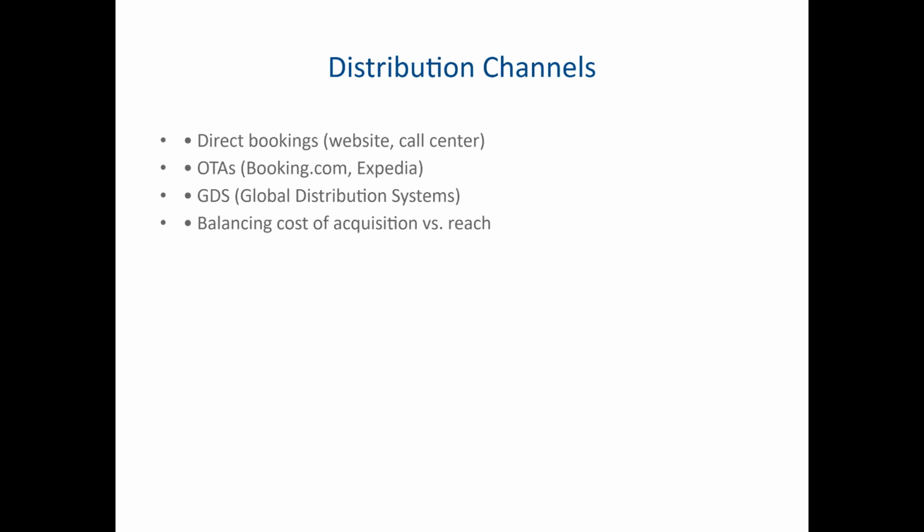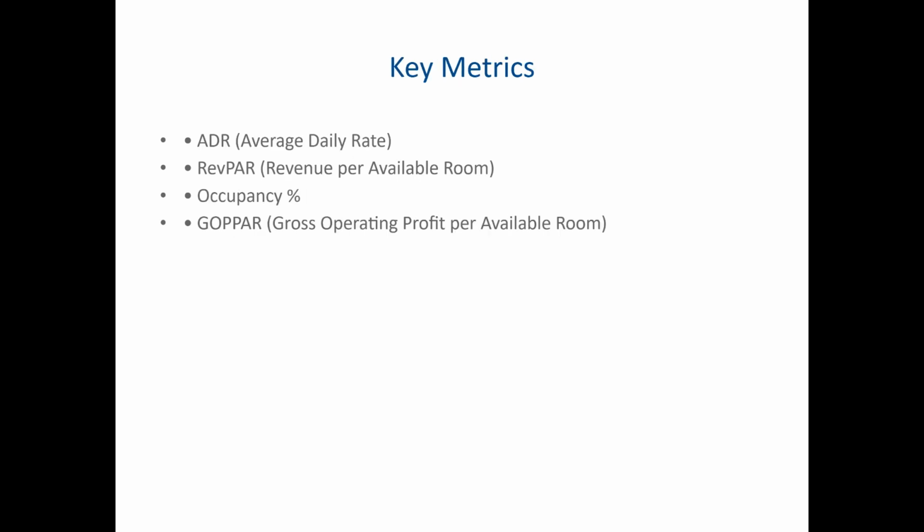So distribution channels. We balance direct bookings with external channels like OTAs and GDS. Direct bookings are obviously the cheapest, but OTAs provide reach, and it's important to stay in parity between the two. Otherwise, you don't want to be losing out on revenue that could have just went easily into your pocket. Revenue management optimizes this mix, reducing acquisition costs while keeping a high visibility.